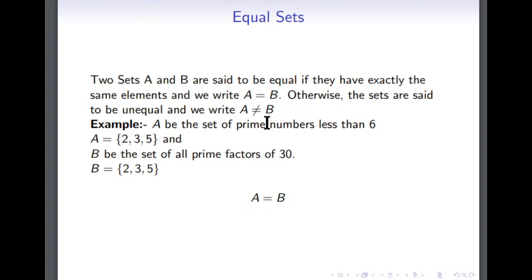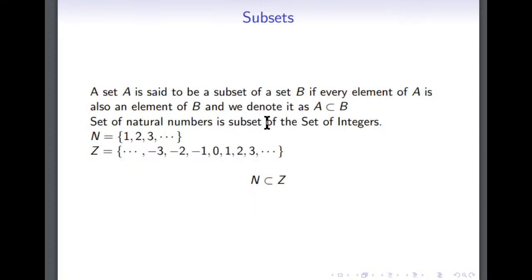Now let's go further. Now let's talk about subsets. What are subsets? A set A is said to be a subset of a set B if every element of A is also an element of B, and we denote it as A subset of B. This is the symbol of subset. Now let's take an example. The set of natural numbers is a subset of the set of integers.